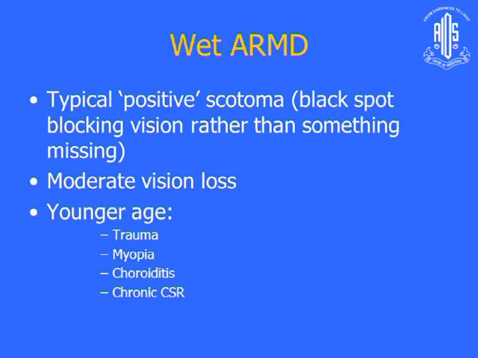A typical positive scotoma is seen in cases of wet ARMD, not something missing. It's something like a black spot, and it is only central vision loss in wet ARMD, and moderate vision loss will be there, not a complete severe vision loss. And if you are seeing it at a younger age, then it is trauma, myopia, choroiditis or chronic CSR.